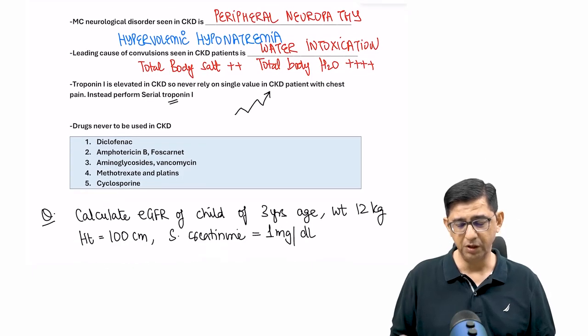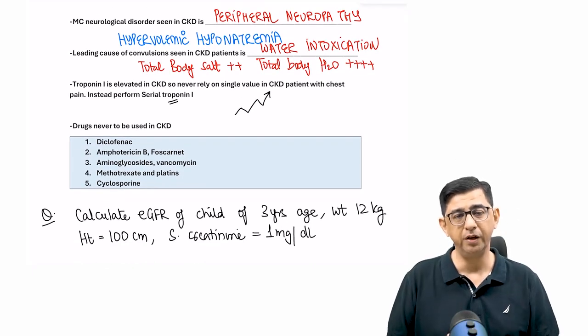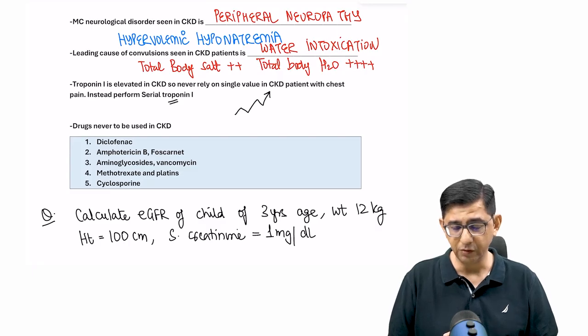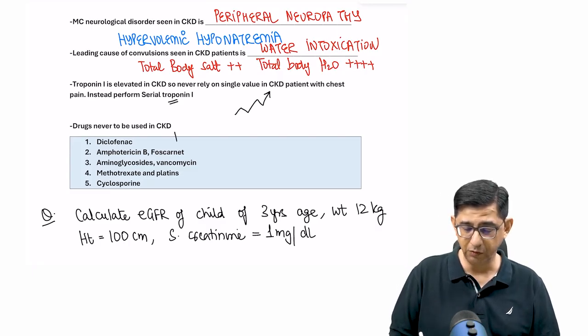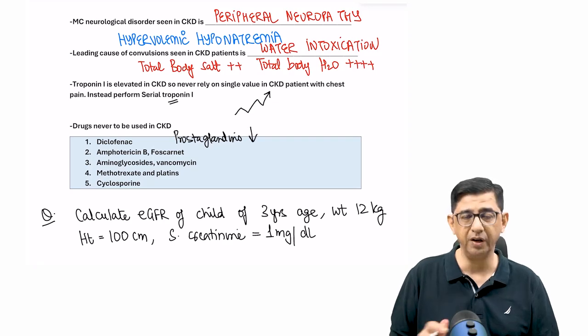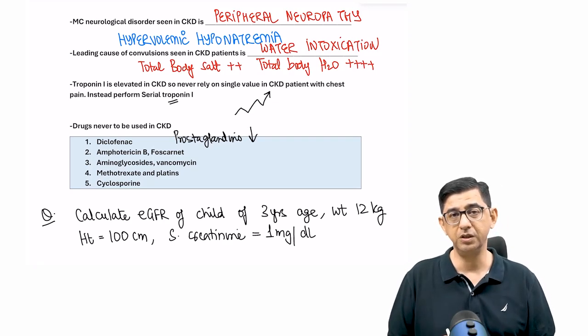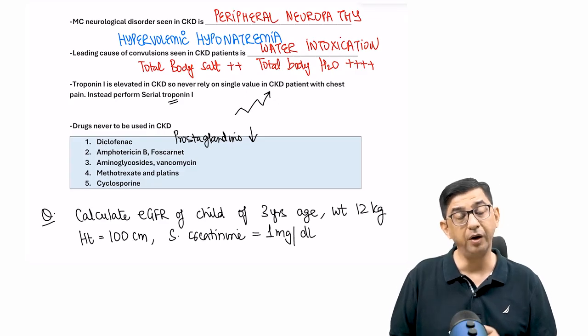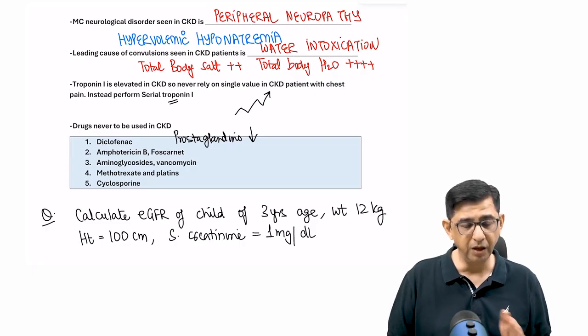Then there are certain drugs which are never to be used in CKD, that is diclofenac sodium. Because what diclofenac sodium will do is interfere with renal prostaglandin production, and prostaglandins play a role in maintenance of GFR. So because the prostaglandin production is lesser, the GFR will decrease and it can trigger, in fact, acute kidney injury. It is like an AKI on a CKD.